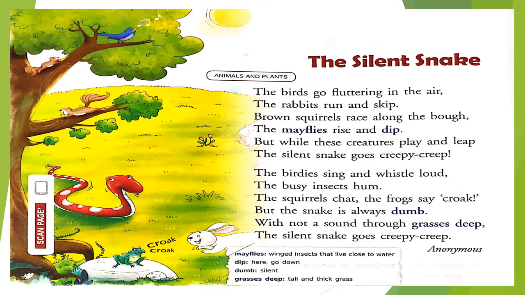The birdies sing and whistle out. The busy insects hum. The squirrels chat. The frogs say croak. But the snake is always dumb. With not a sound through grasses deep, the silent snake goes creepy creep.